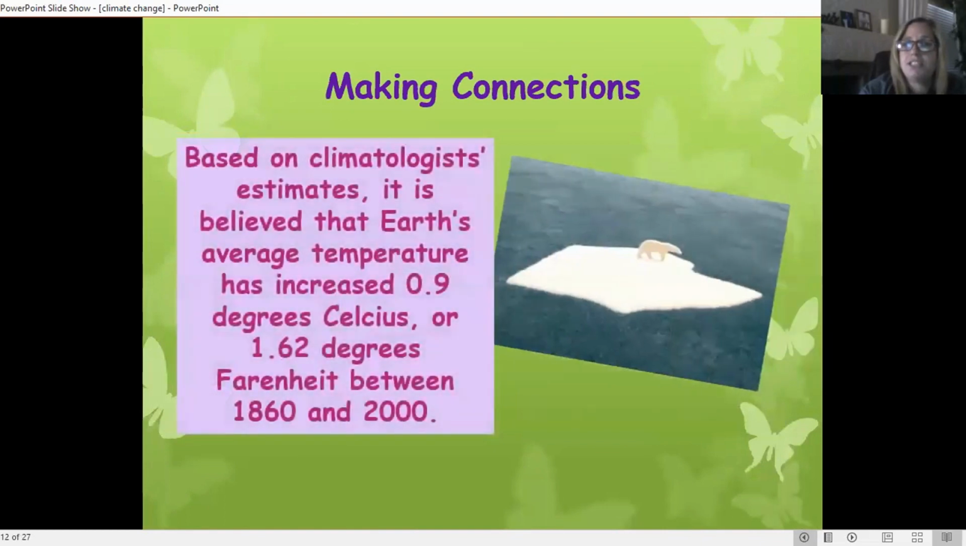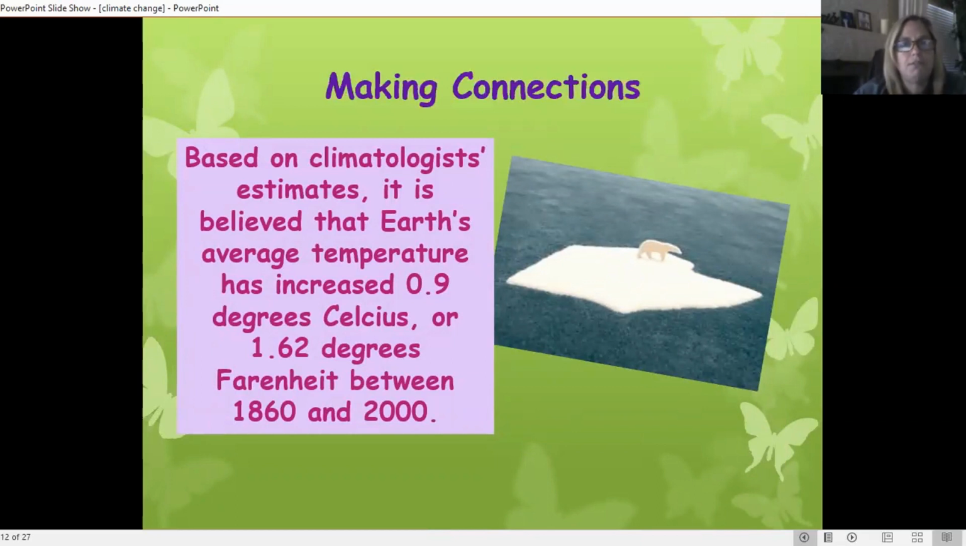Based on climatologist estimates, it is believed that Earth's average temperature has increased 9/10 degrees Celsius or 1 62/100 degrees Fahrenheit between 1860 and 2000. So they're thinking that the temperature is rising on Earth.